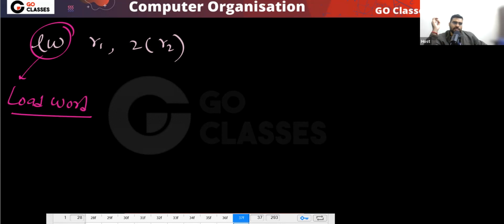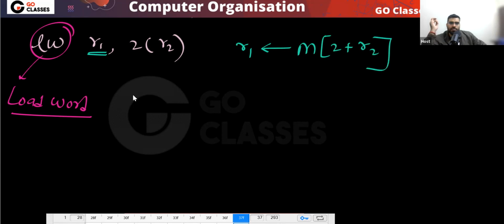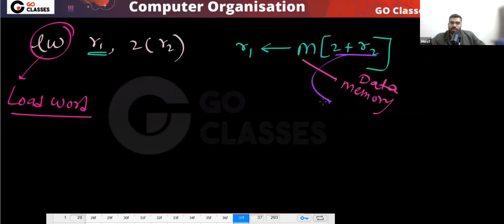What this instruction simply means is that in R1 you put what is in memory at 2 plus R2. This is like you are accessing the memory. This is your data memory. You are accessing the data memory, and this is the address, or I can say the address of the operand or data.